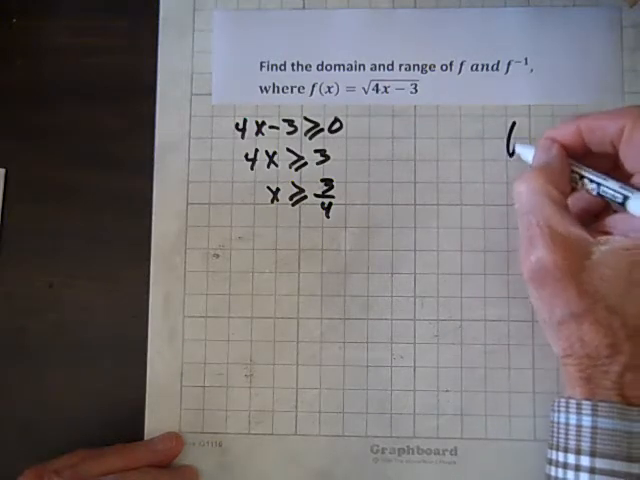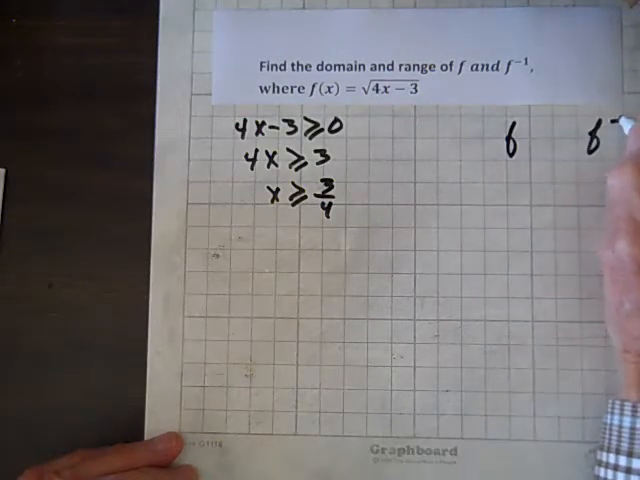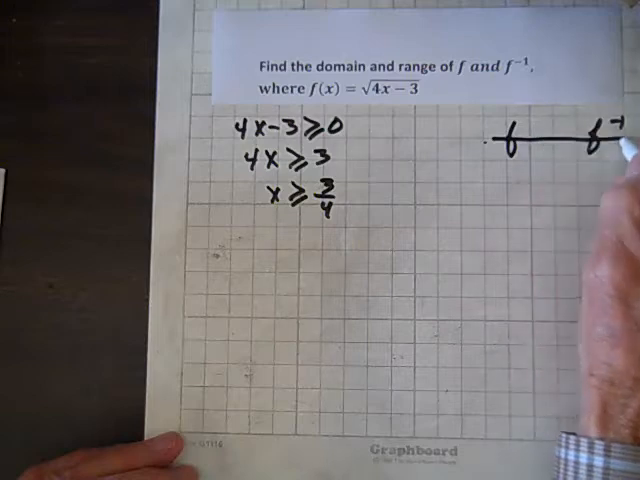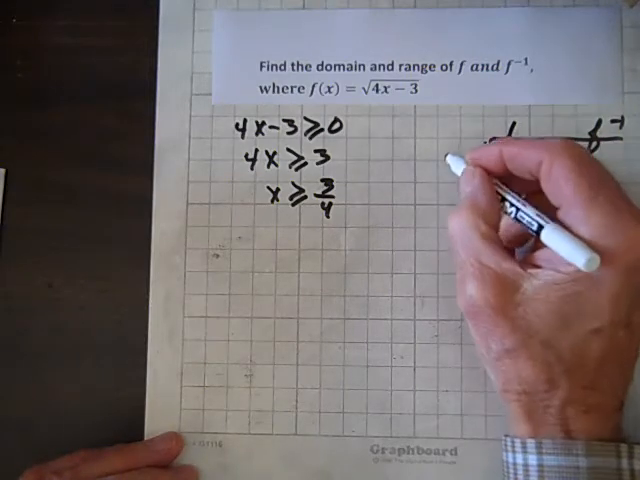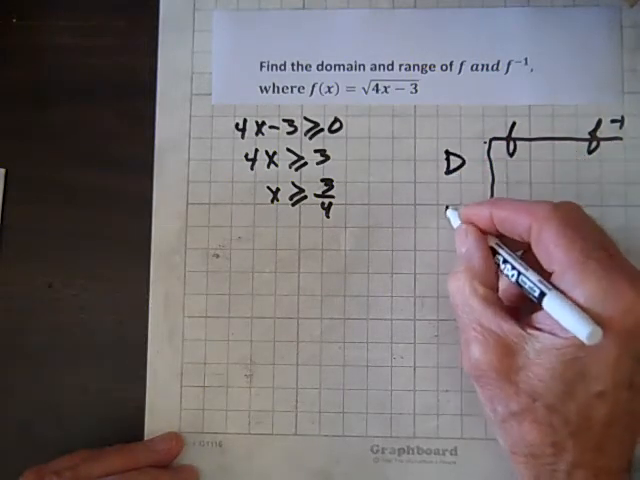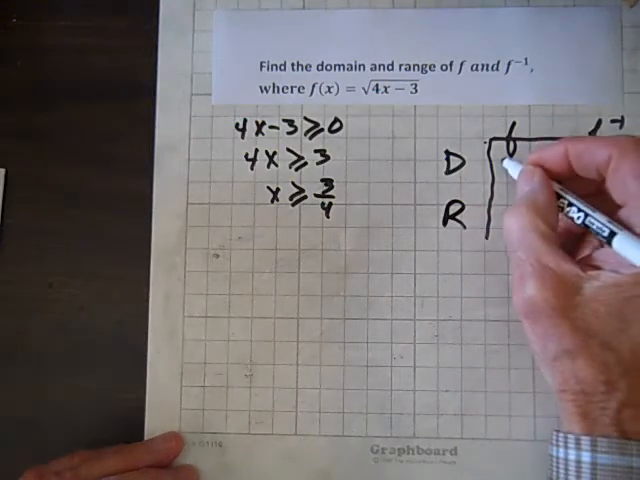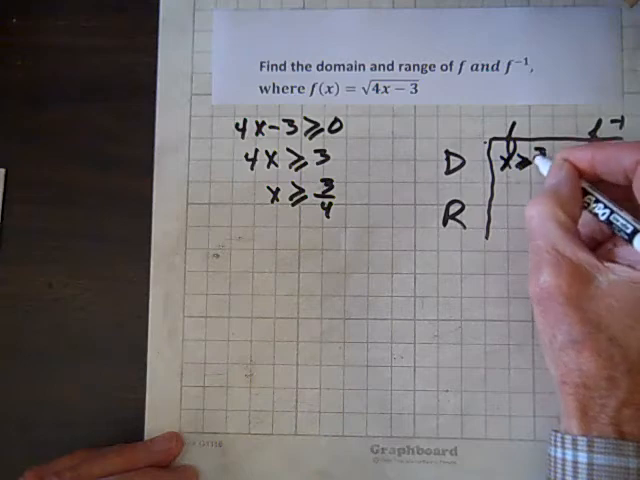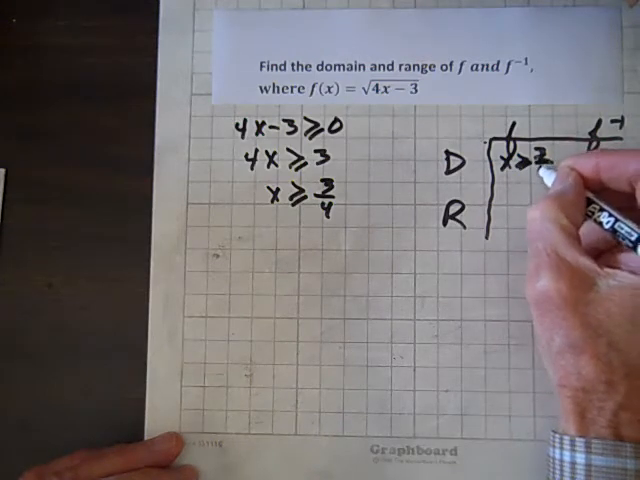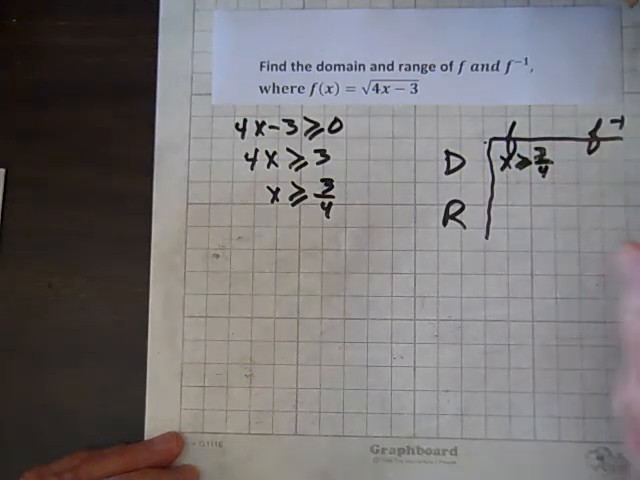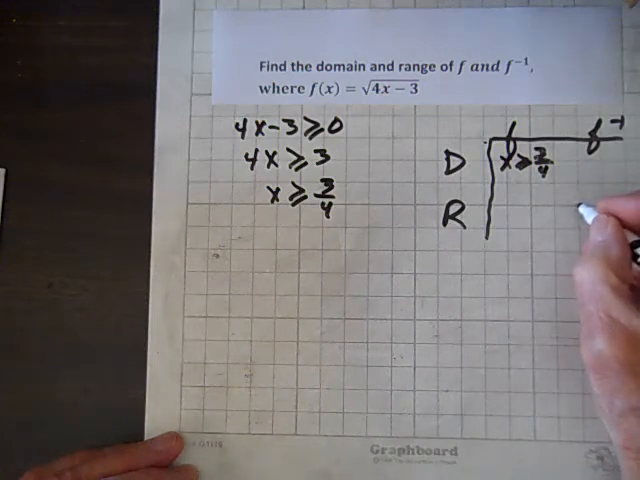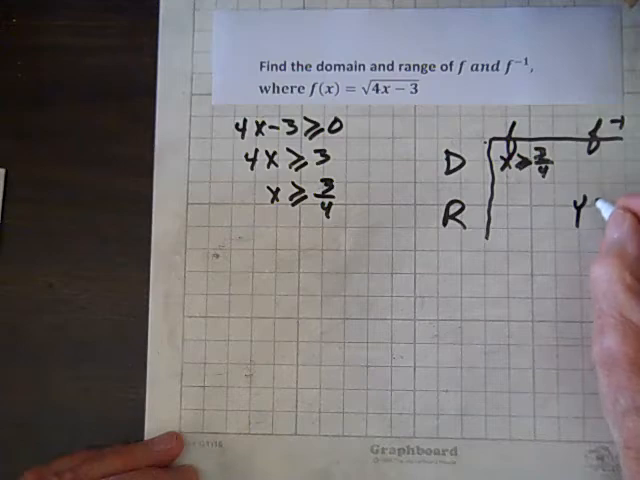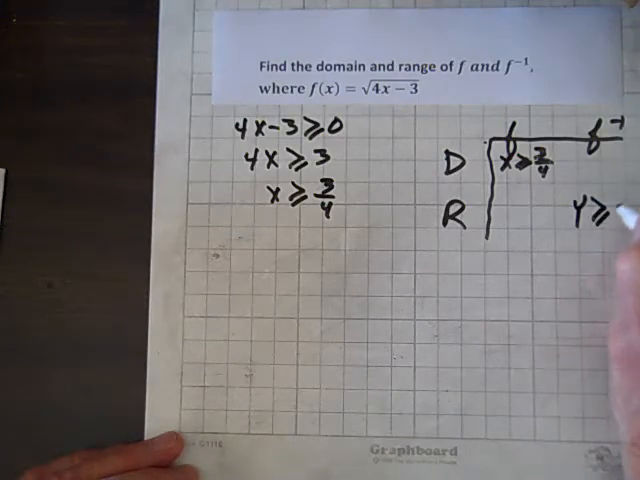So we have f and f inverse, and domain and range. The domain is x greater than or equal to 3/4. Consequently, the range of the inverse function corresponds to the domain of the function, and so y is greater than or equal to 3/4.